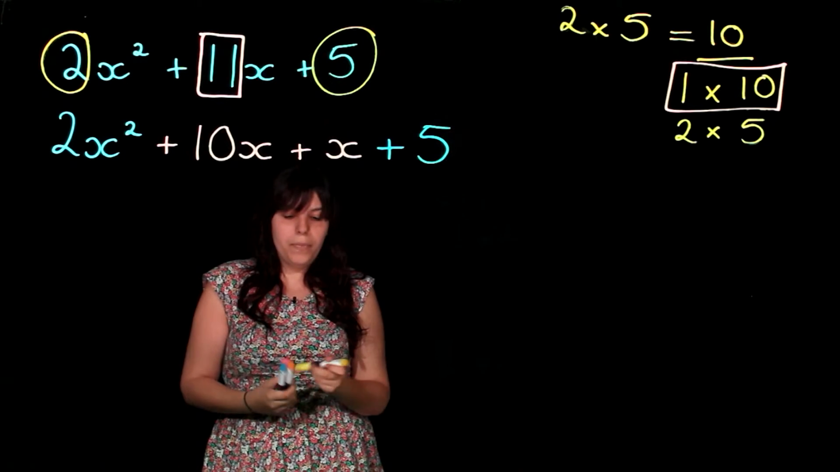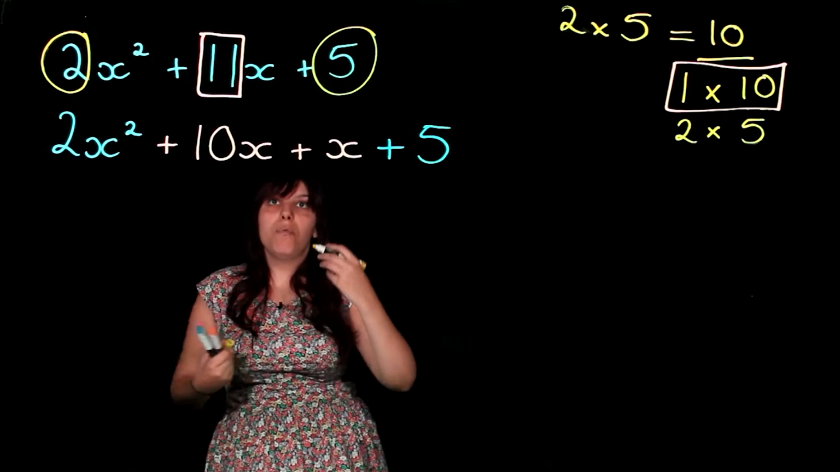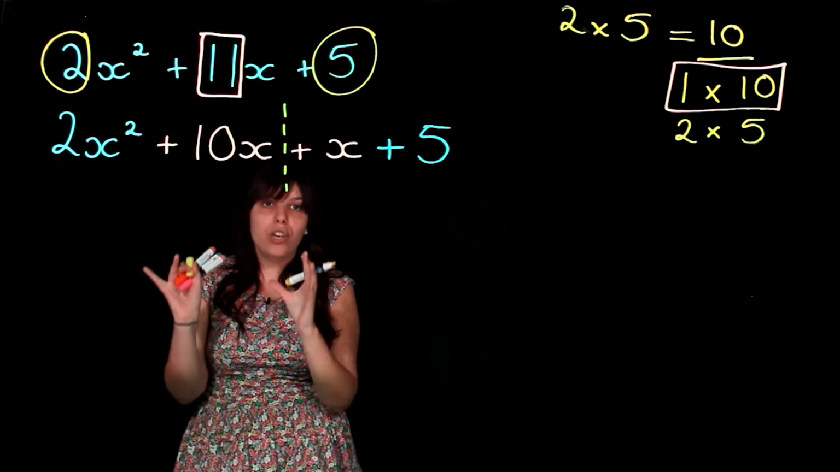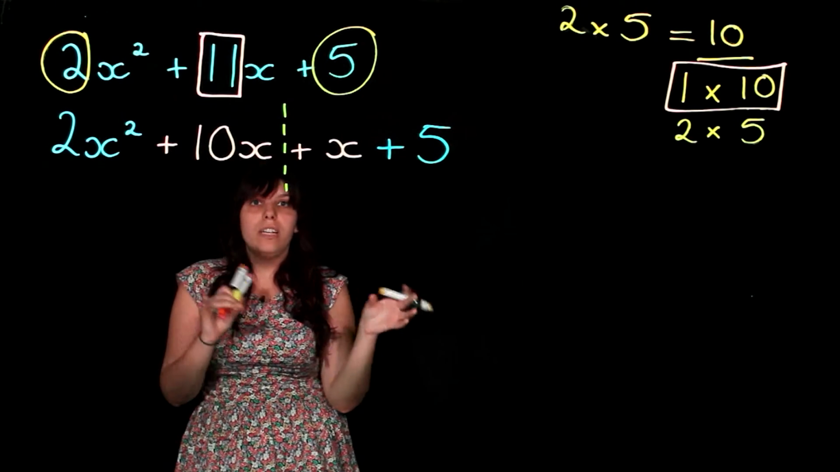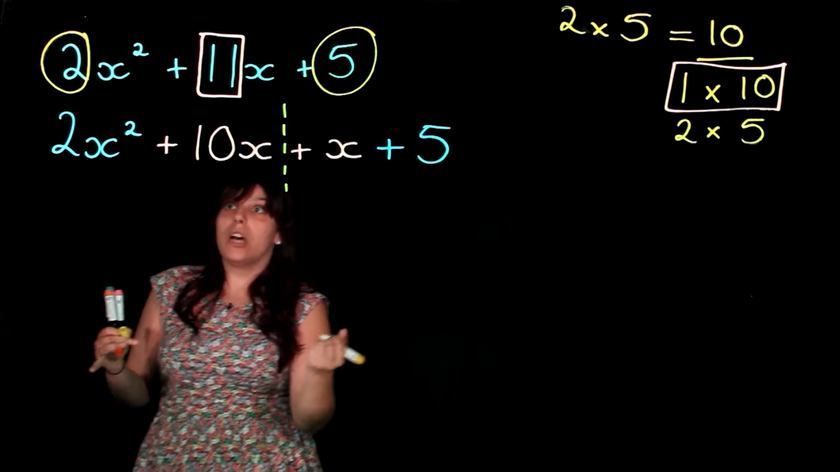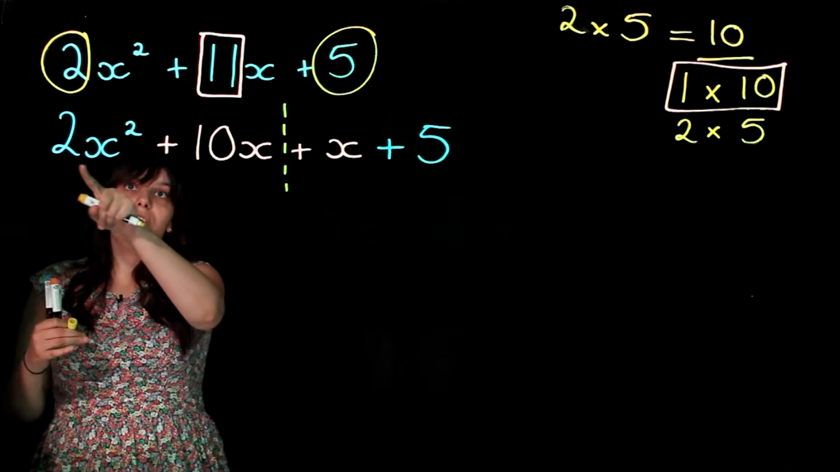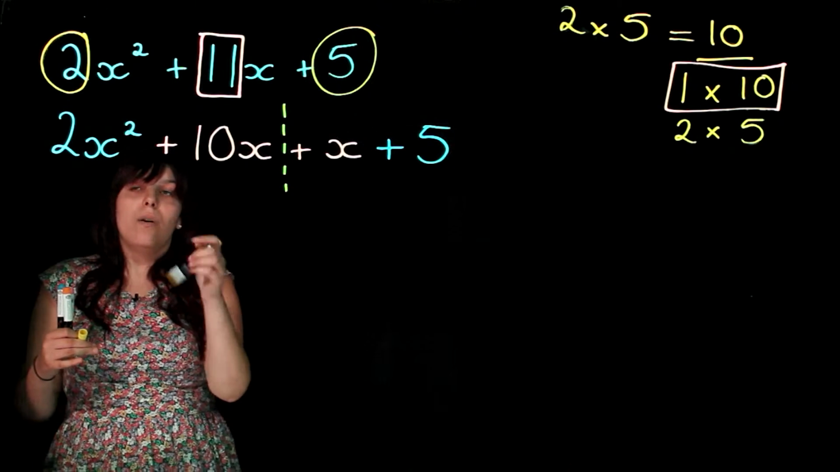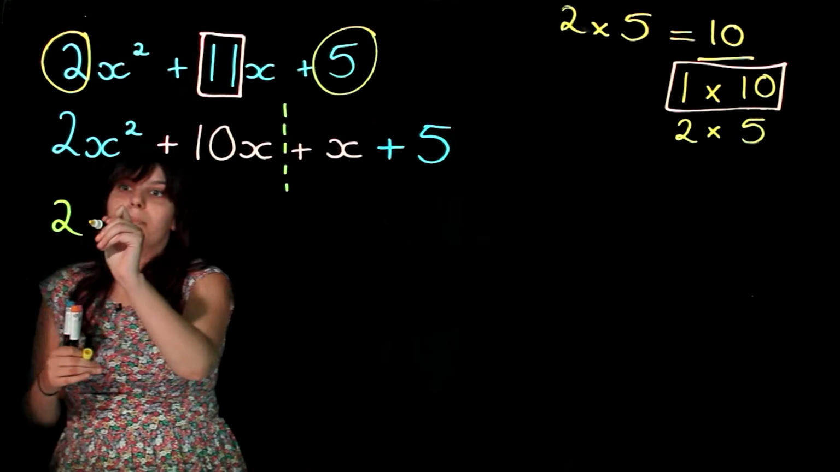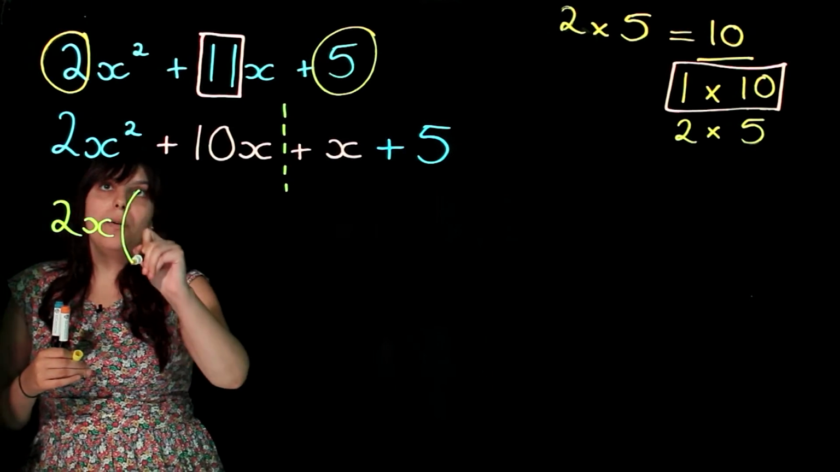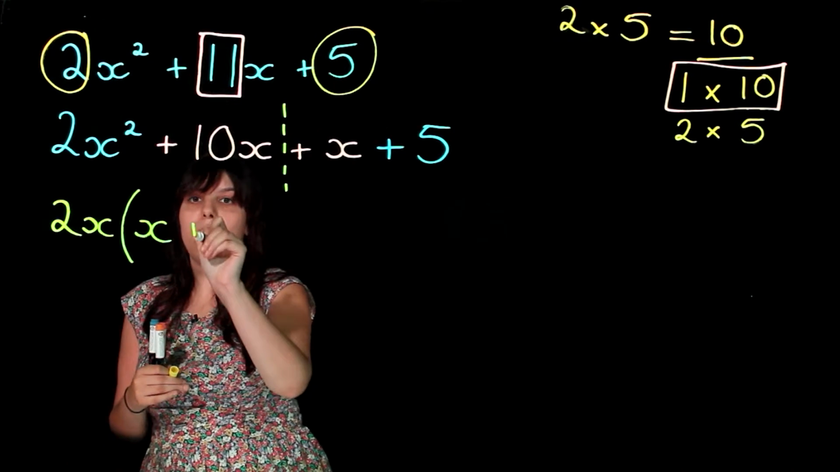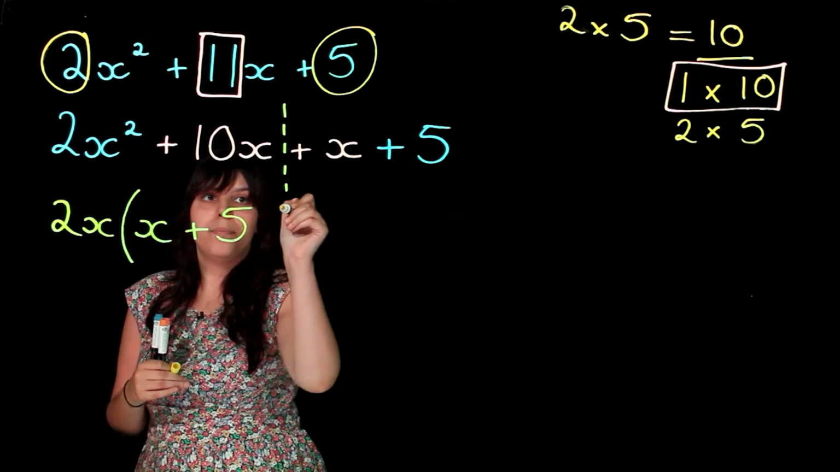Now what I need to do, and this is a different step, is I'm going to break this into 2. So now I've got 2 mini expressions, and I need to factorise each one of those simply. Okay, so what can I take out of 2x squared and 10x? Well, I can take out a 2, and I can take out an x. And so that leaves me with x here, and it leaves me with plus 5 on that side.